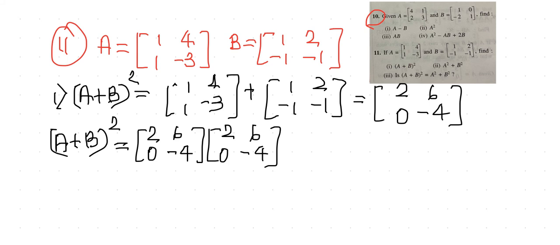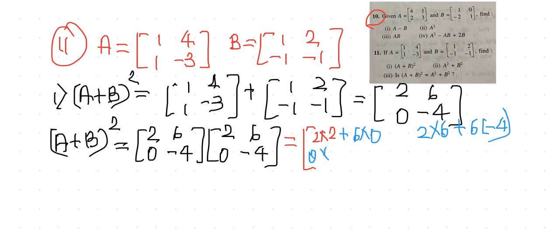Okay, so how much is this going to be equal to, children? This, if you see, is going to be equal to 2 into 2 plus 6 into 0, and further you will be having what? Here you will be having 2 into 6 plus 6 into minus 4. Then here you have 0 into 2 plus minus 4 into 0. And then you have what? 0 into 6 plus minus 4 into minus 4.